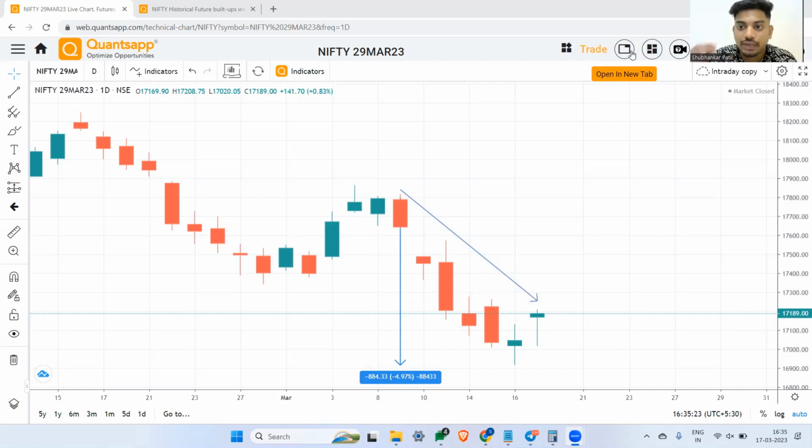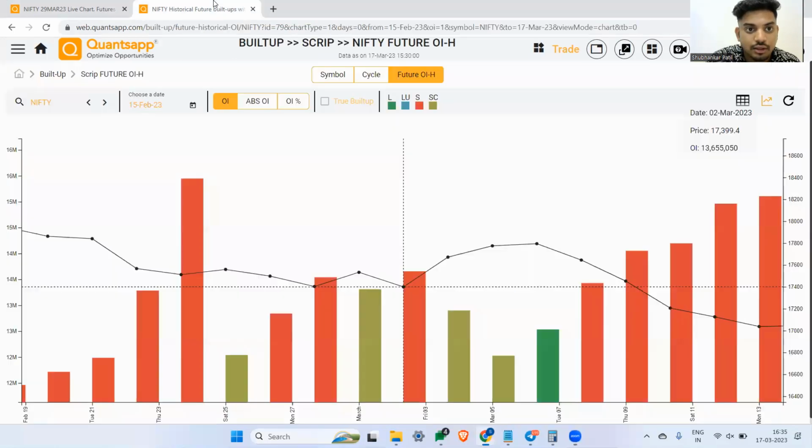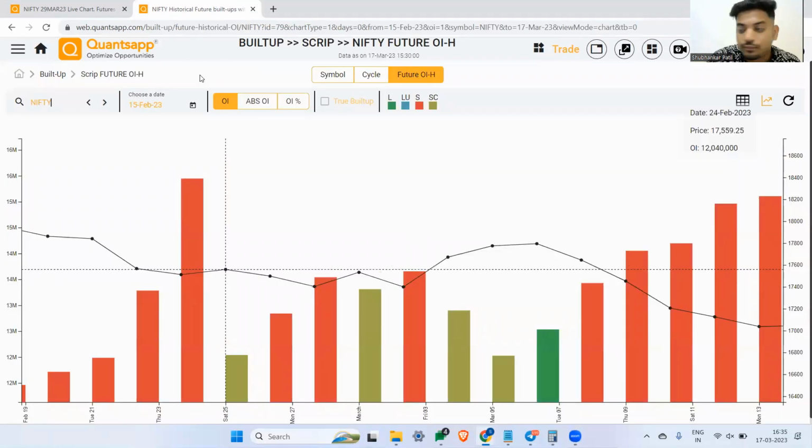All we need to do is see who is aggressive overall in the market. Are the bears aggressive or are the bulls aggressive? So the simplest way of doing this is by QuantsApp futures historical built-up. Built-up future OIH, the third tab in the built-up script panel in our application.